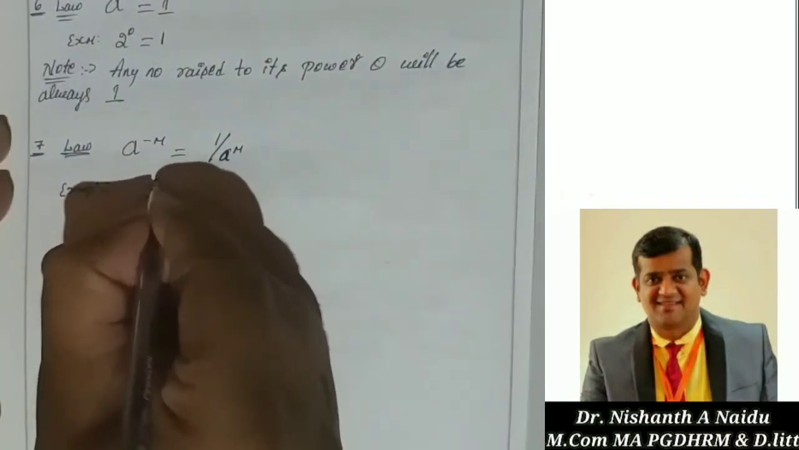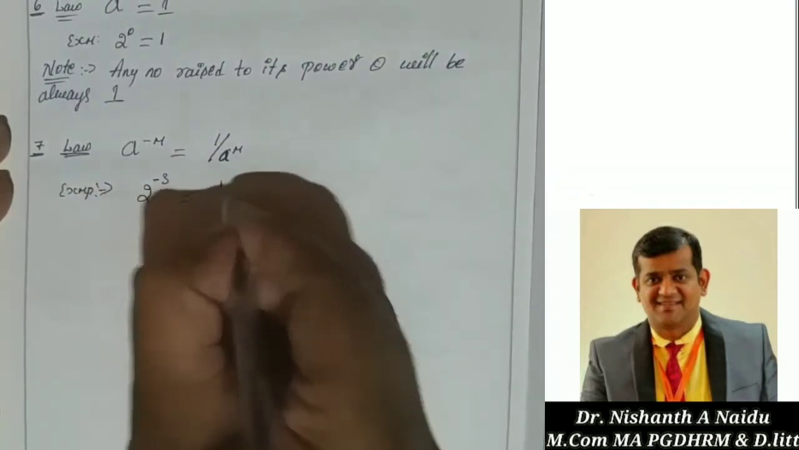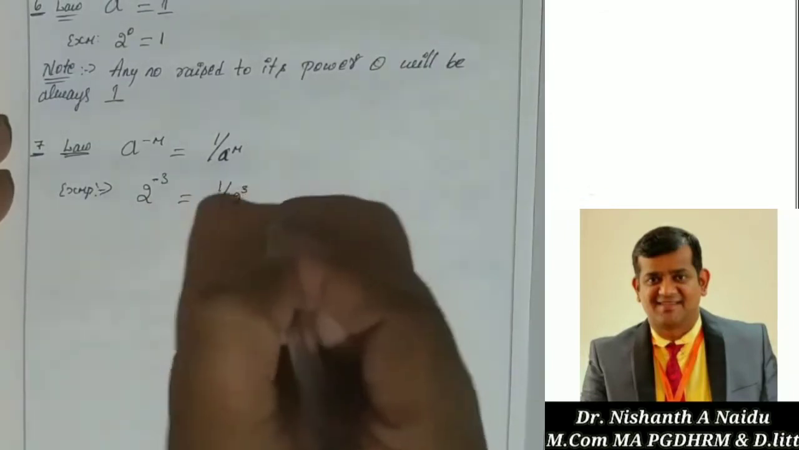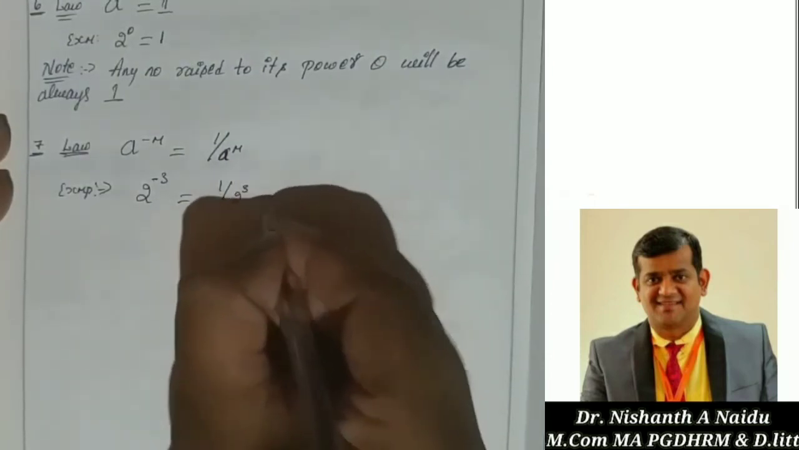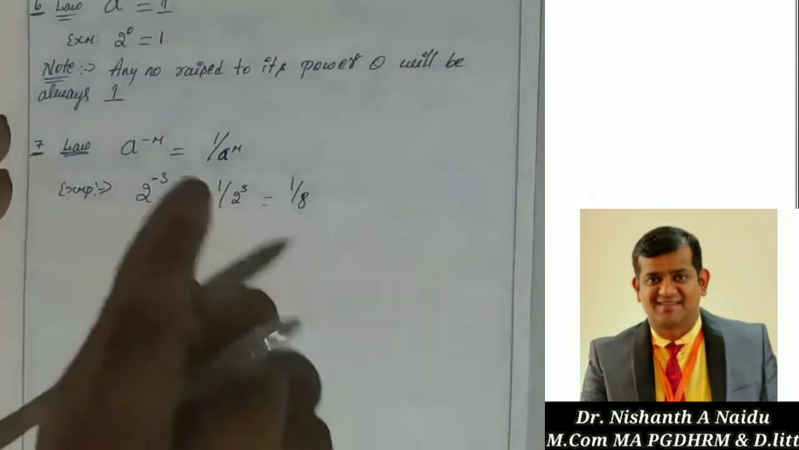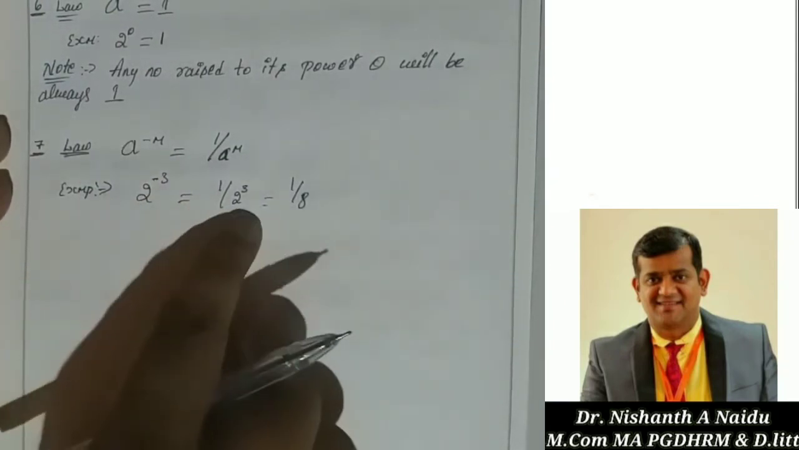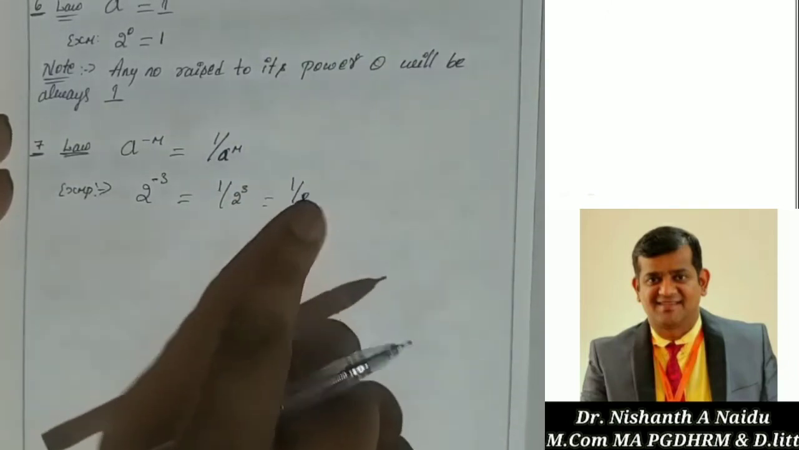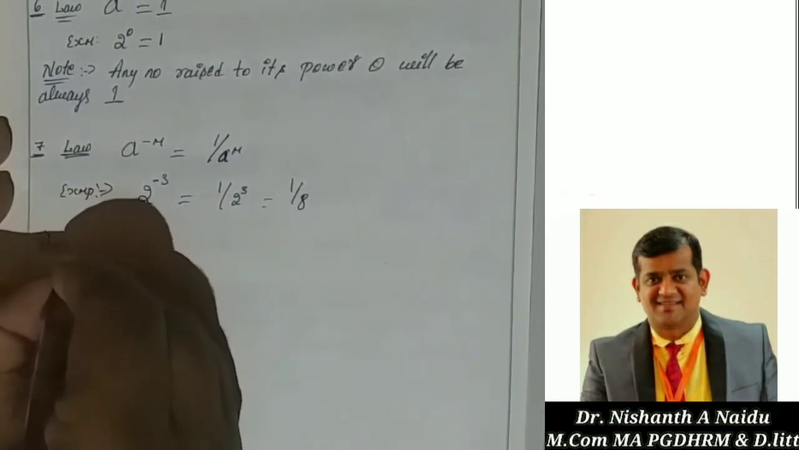Example, 2 to the power minus 3. In such a case, it has to be 1 divided by 2 to the power 3. Correct. Now multiply 2 three times: 2 2s are 4, 4 2s are 8. So the answer will be 1 divided by 8. Because it is a minus value, the power comes down here. So 2 to the power 3, multiply 2 three times, you get 8, so 1 divided by 8.